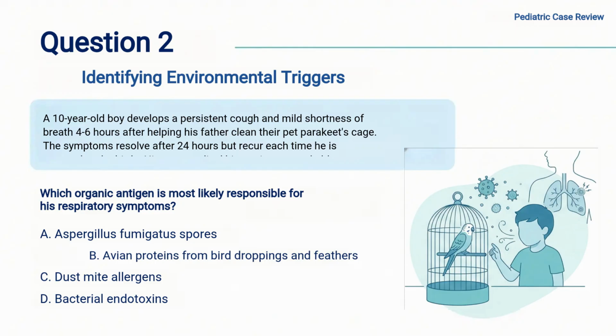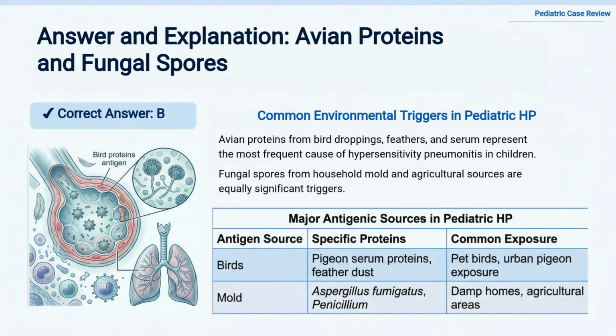Option A, Aspergillus fumigatus spores. Option B, avian proteins from bird droppings and feathers. Option C, dust mite allergens. Option D, bacterial endotoxins. The correct answer is option B, avian proteins from bird droppings and feathers.